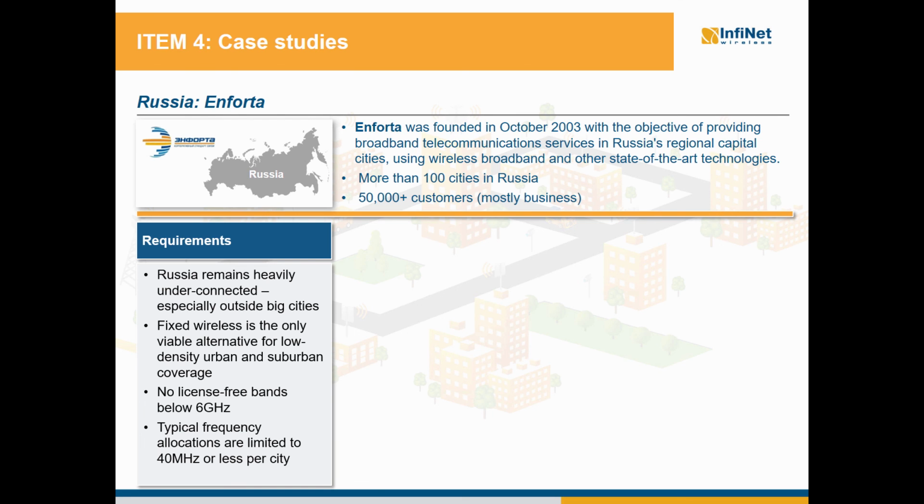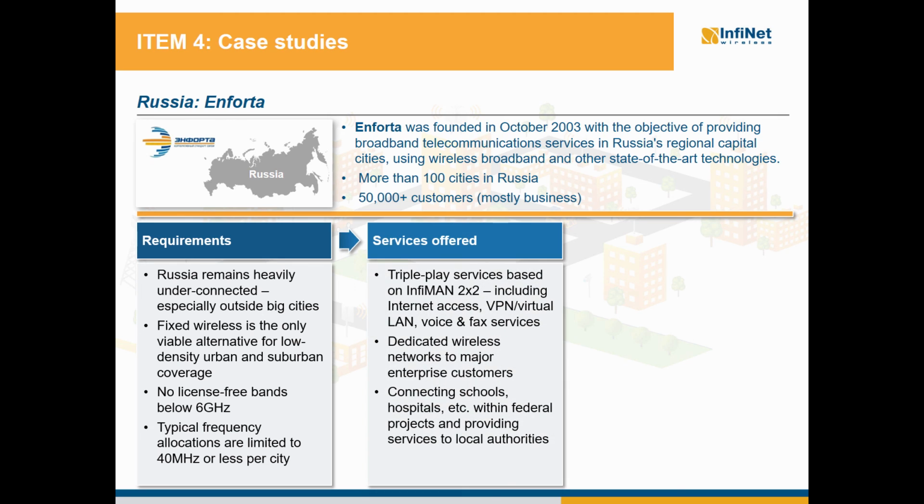less per city. The Infinet Wireless solution offered triple play services, including internet access, VPN, virtual LAN, voice and fax services. Dedicated wireless networks were deployed towards the major enterprise customers. Schools, hospitals, and other institutions were also connected within federal projects, and services were provided to local authorities as well.